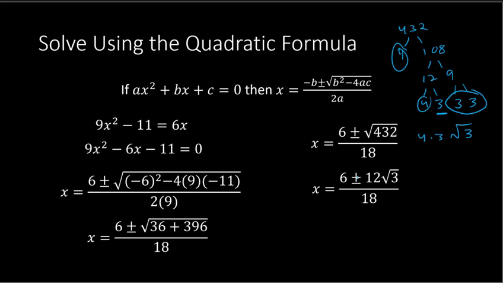So then from here, we can simplify one last time by dividing every term by 6. So if we divide every part by 6, that gives us 1, 2, and 3. So our final answer would be 1 plus or minus 2 times the square root of 3, and all that is over 3.